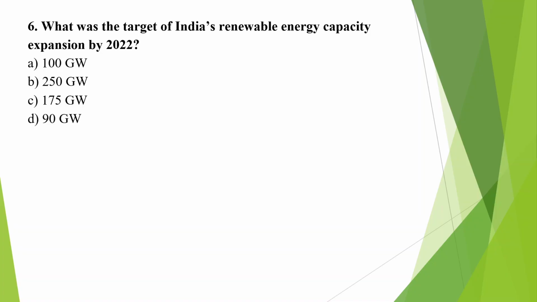That is, India aimed for 175 gigawatt of renewable energy capacity by 2022, and later the target has increased to nearly 500 gigawatt, or 450 to 500 gigawatt, but initially the target was 175 gigawatt, which was made for the year 2022. So option C, whoever has marked it, is the correct answer for question number 6. Is it fine? Can we move to the next question?